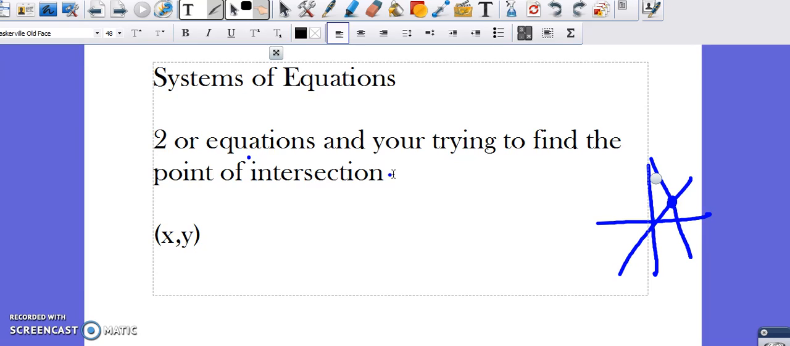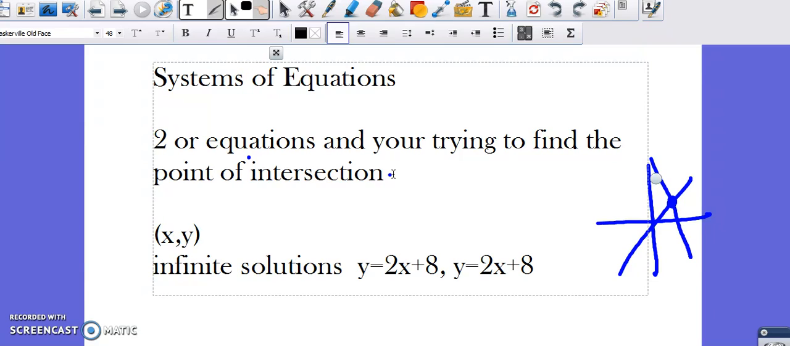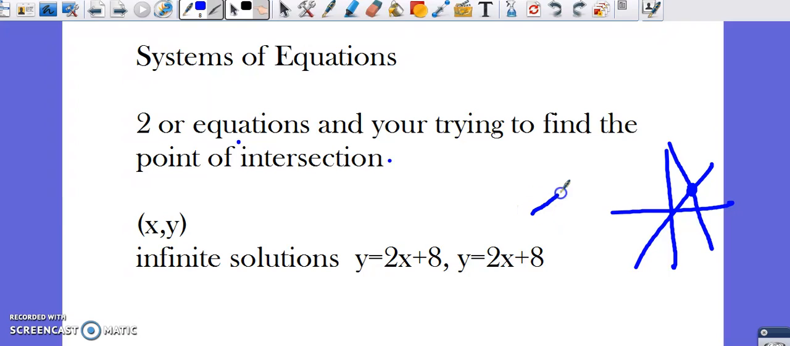You can also have the same line and have infinite solutions. So this is if you have something like y equals 2x plus 8, and your other line is y equals 2x plus 8. Those two lines are going to run right on top of each other, and every single place on that coordinate plane that they hit is going to be a point of intersection. So that's why it's infinite solutions. Make sure whenever you're doing yours too that you put arrows at the end of your lines, okay?